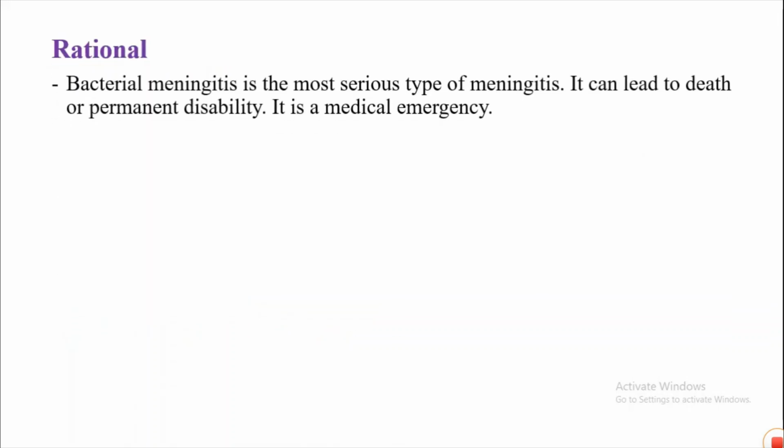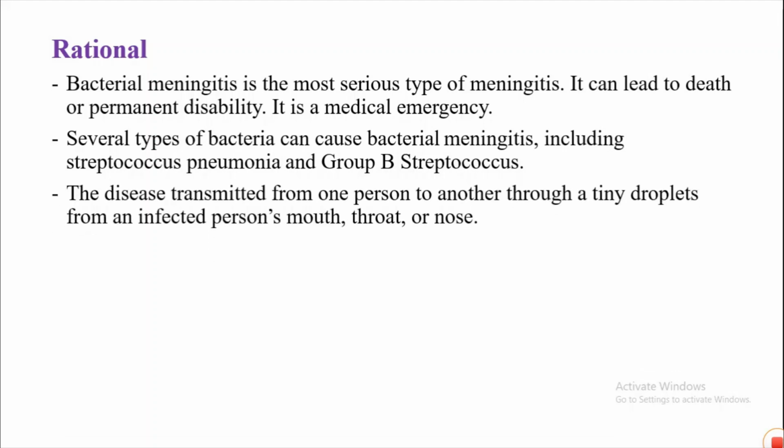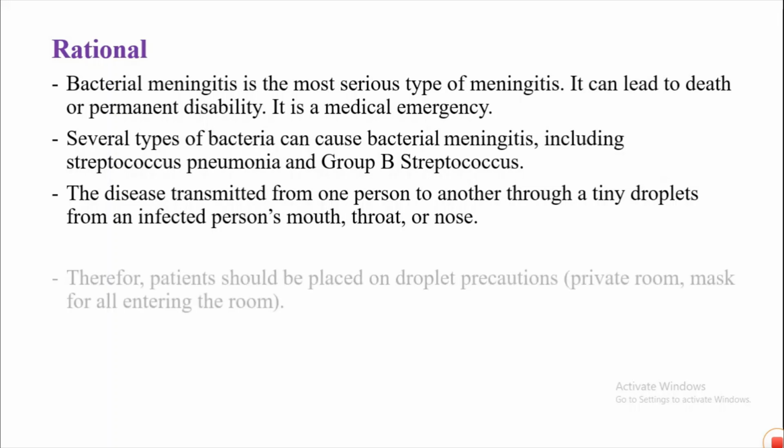Bacterial meningitis is the most serious type of meningitis. It can lead to death or permanent disability. It is a medical emergency. Several types of bacteria can cause bacterial meningitis, including Streptococcus pneumoniae and group B Streptococcus. The disease is transmitted from one person to another through tiny droplets from an infected person's mouth, throat, or nose.